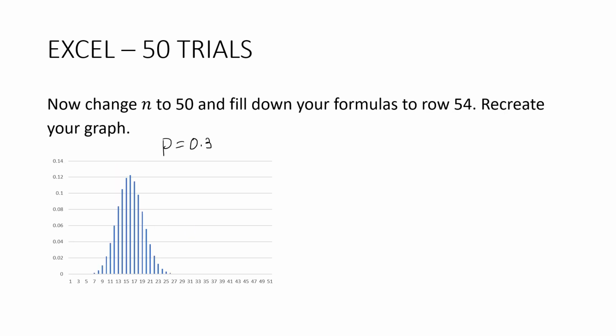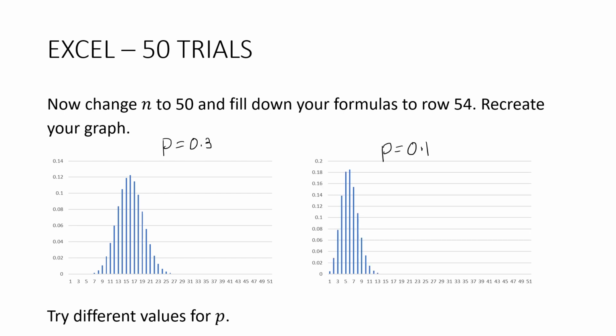Now, if you want to change the number of trials, you're going to need more rows. So you'll need to fill down your formulas so that you have the numbers from 0 up to 50. So fill it down to row 54 and then recreate your graph. And you can see now probability of success of 0.3. This is looking really like a normal distribution. And again, we can try different values for p, and even p equals 0.1 looks like a normal distribution.